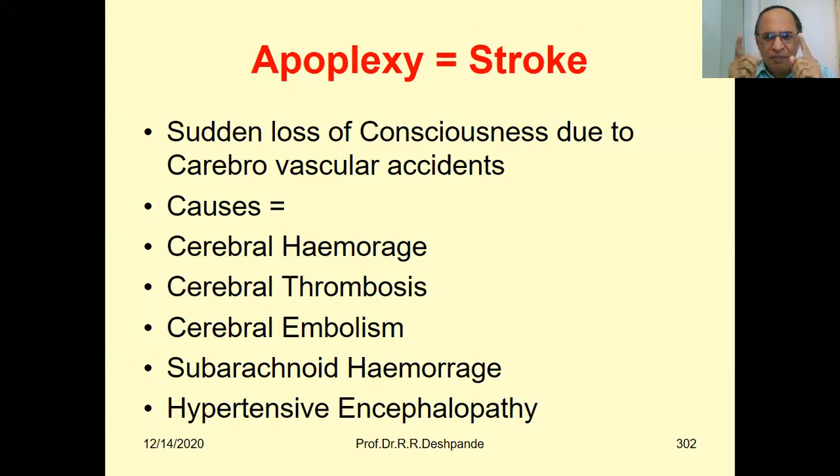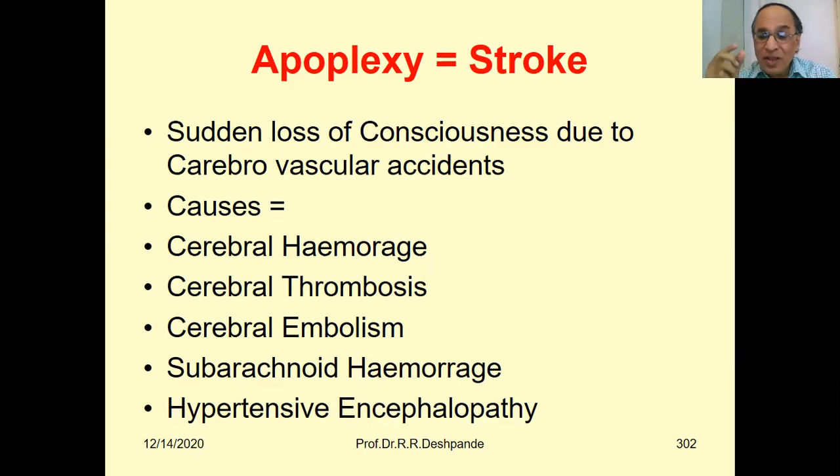So if there is a hypertensive patient, please listen carefully. Hypertension is the main cause of hemiplegia. Don't forget it. Never forget it. So a hypertensive patient should check the blood pressure very, very regularly, and without the doctor's consultation, don't stop the antihypertensive medicine for a single day. That can cause this hemorrhage. Then you must take care of cerebral thrombosis, embolism, subarachnoid hemorrhage, and hypertensive encephalopathy.